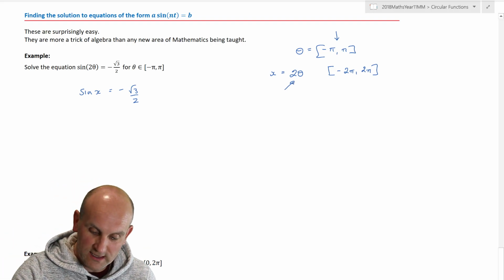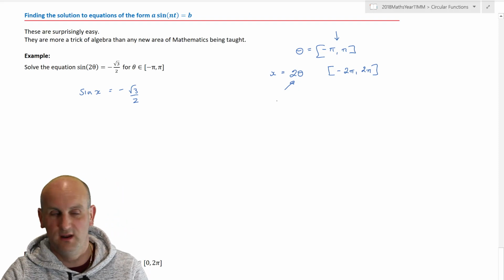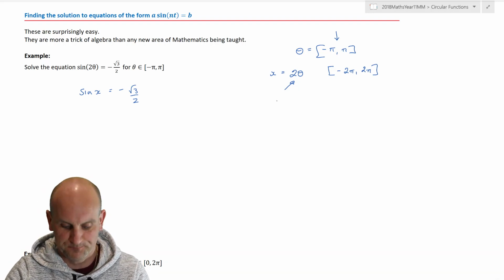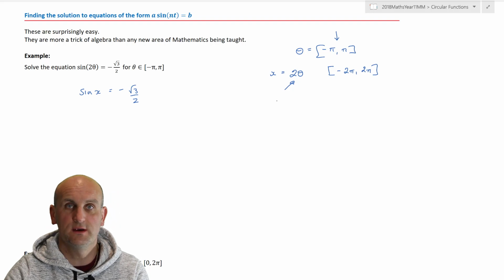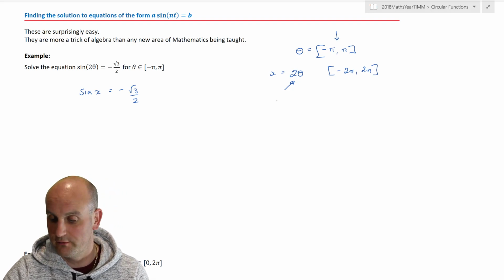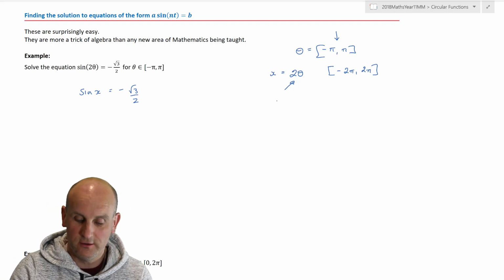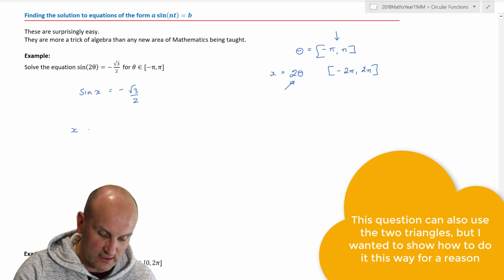Whatever this value was here, 2 theta, I'm going to double. If it was 3 theta, I would triple it. If it was a half a theta, I would halve it. And now I solve the question in exactly the same way. So I've got sine of x is equal to minus root 3 on 2. So I want to get my first value. How am I going to do that? Well, absolutely, I'm going to use my calculator.